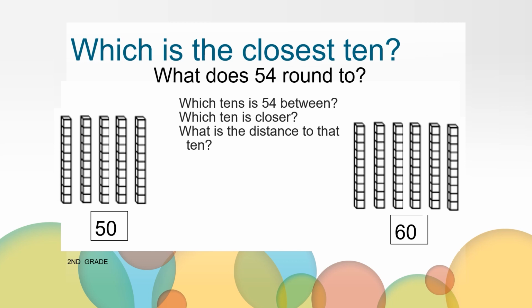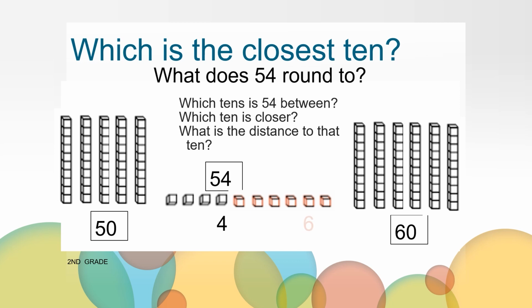Which 10 is closer? Now I need to add the ones. So 54 is 4 numbers away from 50, and it is 6 numbers away from 60. So which 10 is closer? 54 is closer to 50. So it rounds down to 50.